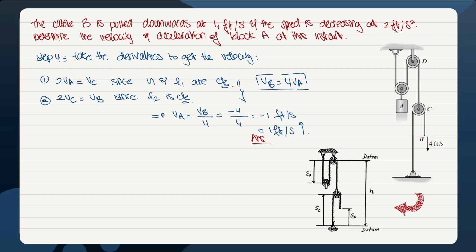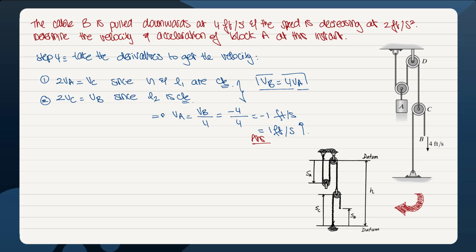Now that we have VA is equal to minus 1, we need to find the direction of VA. Since VA is negative, it is opposite to the positive sign convention adopted. Now looking at the datum related to A, we know that the positive is downwards, so the negative is upward. And so VA is 1 feet per second upwards.